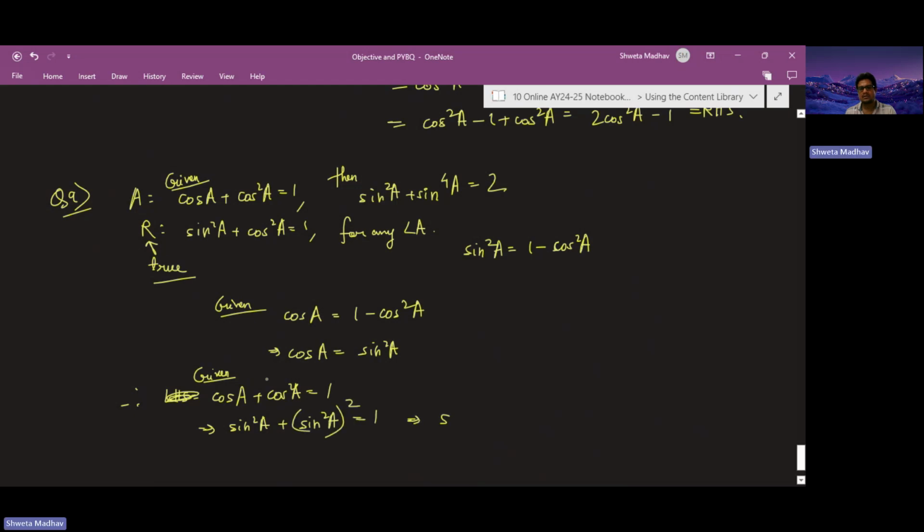So it will be sin square A plus sin power 4A, that is also equal to 1. So this should be equal to 1, but here it is told it is 2. So it means the assertion is false. So the assertion is false and the reason is true. So option D is the correct answer.